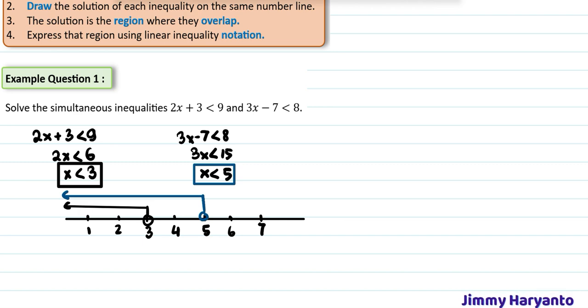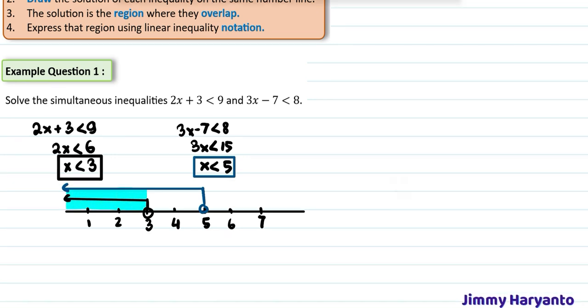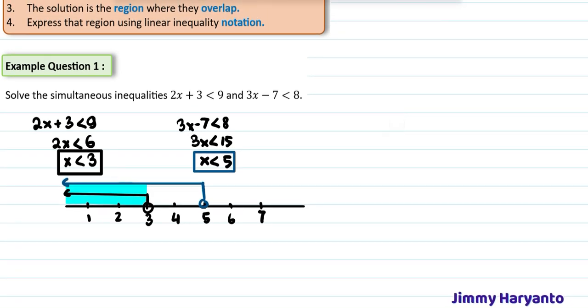As you can see, this area is overlapped because there are 2 lines in this area. That means they overlap in this area. And so this is our answer to the simultaneous inequalities. That means the notation will be x less than 3, because it goes to the left side of the 3, and we don't have an equal sign in the inequalities. That means it's an empty dot, so we don't have to put an equal sign in our inequalities.